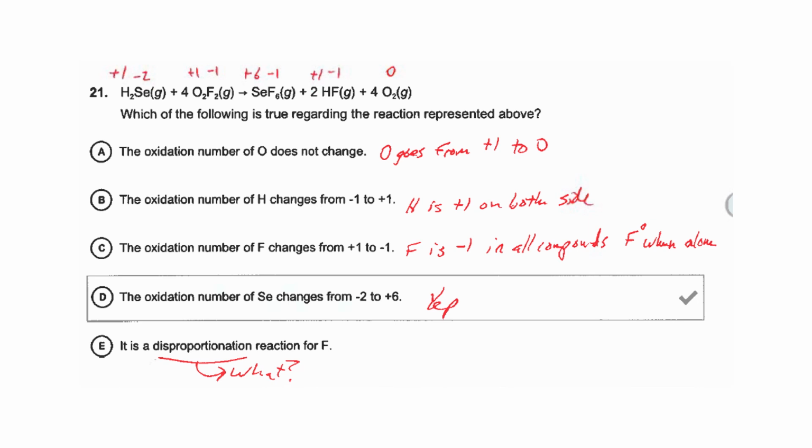And after doing that, I realized that many of the other answers are wrong. Hydrogen's a +1 on both sides, fluorine's a -1 on both sides, unless fluorine's alone, and it's not alone up here, it's in a compound. And I don't know what a disproportionation reaction is. I don't know what that is. I just wrote, what? Feel free to look up disproportionation reaction and let me know. Just tell me in class right now.